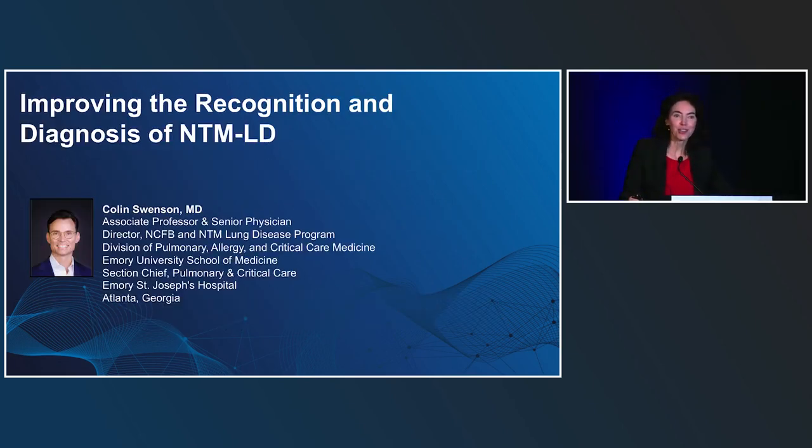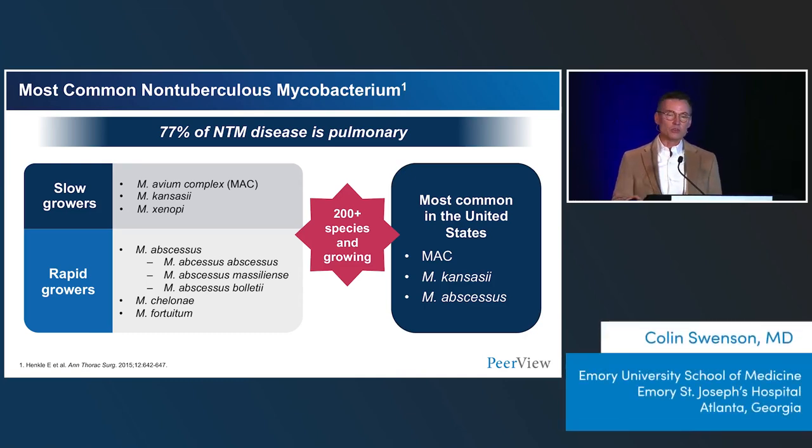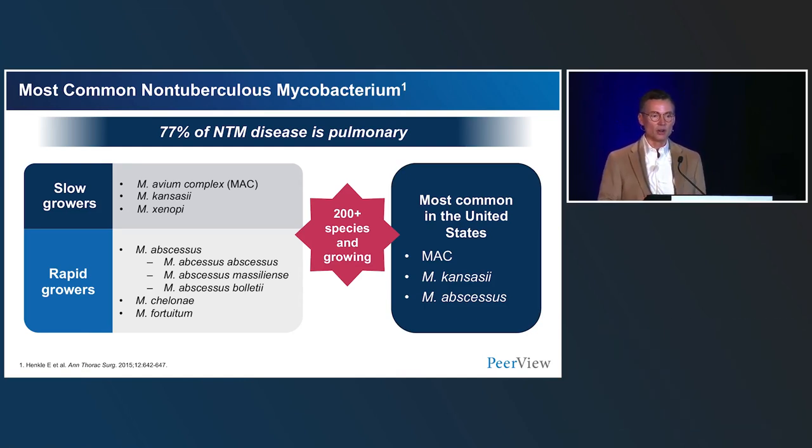So now I have the pleasure of introducing my friend and colleague, Dr. Colin Swenson. So first off, just a quick overview of NTM. The most common NTM that we find in our environment are MAC and abscessus. In clinical practice, the most common pathogen you'll see is MAC, in 80% of isolates. After that, you have abscessus, and depending on where you are in the country, you're going to see some other pathogens. In general, we lump these into two broad categories, the slow growers and the rapid growers.